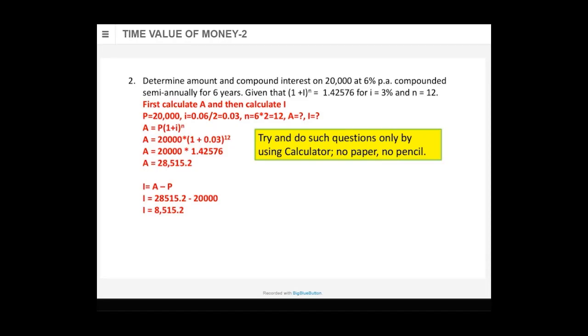So 28,515.2 minus 20,000 comes to 8,515.2, which is your interest. Any doubt? Did you understand what I said? How to do it fast: when that raised-to value is given to you in the question, then you can do it faster. Otherwise, no.